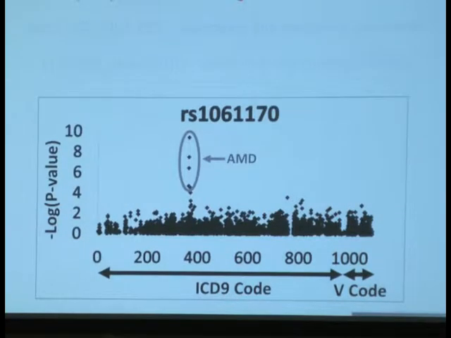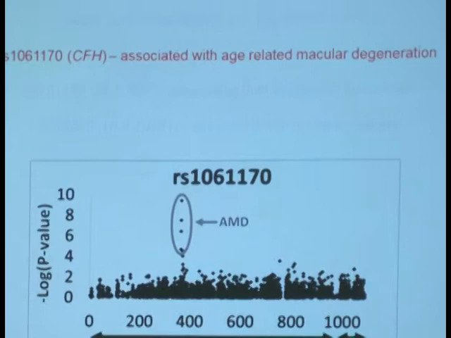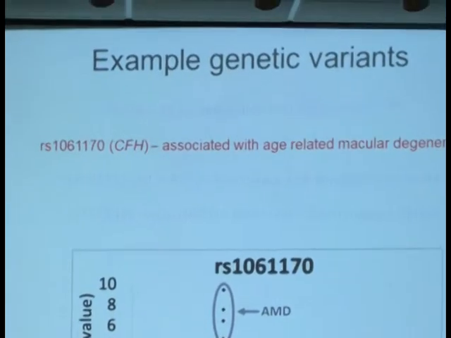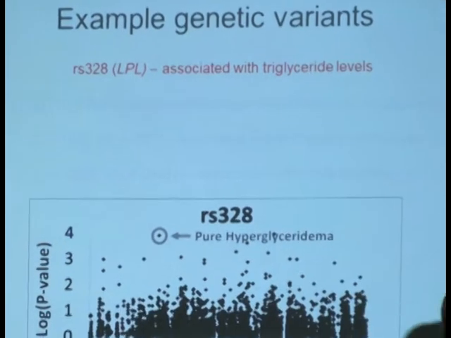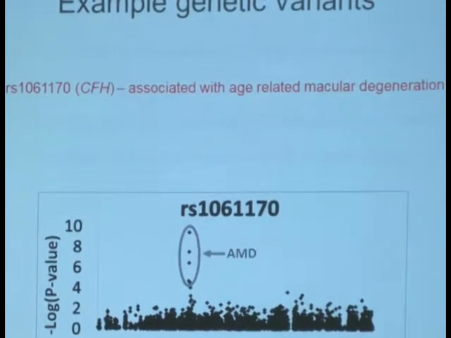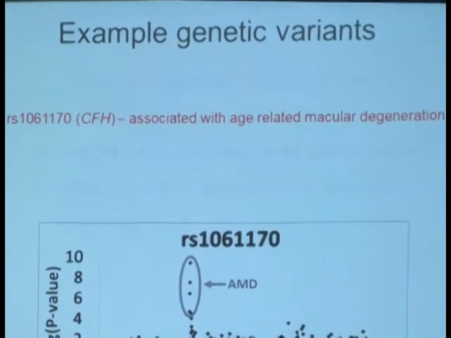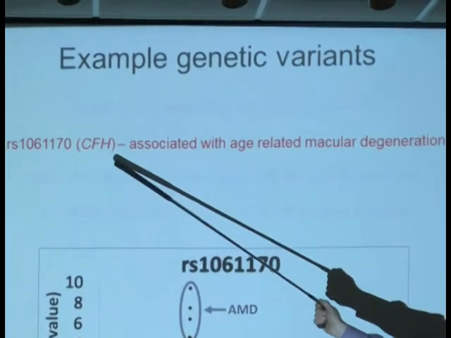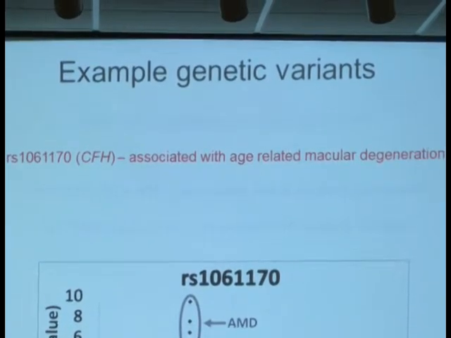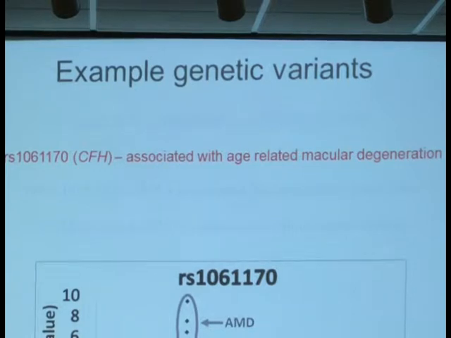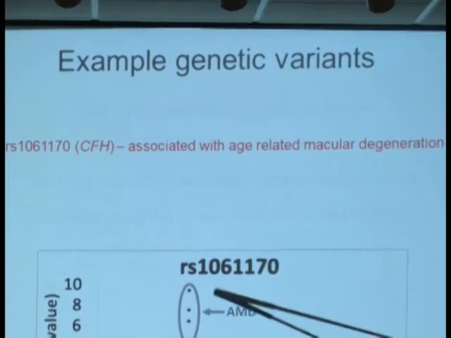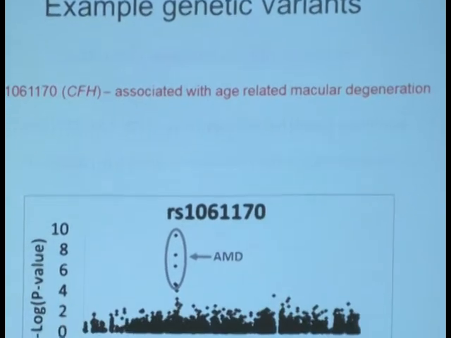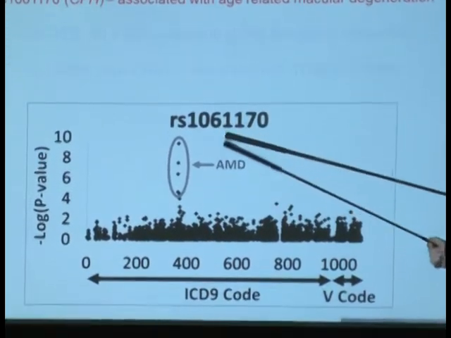So this one's one of our more striking results. Again, if you look at the scale, they're completely different. This only goes up to 4, whereas this one goes up to 10. So this is much stronger. This genetic variant is in a gene called complement factor H. It's been well known to be associated with age-related macular degeneration. And lo and behold, the ICD-9 codes that define AMD are indeed linked to this given genetic variant.